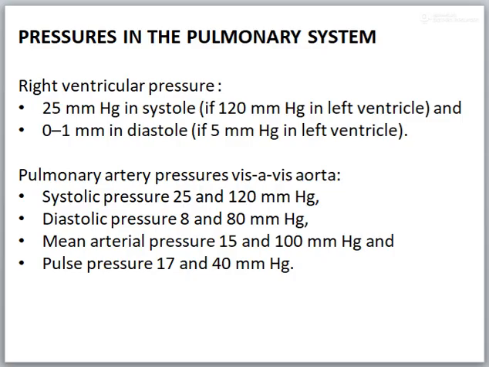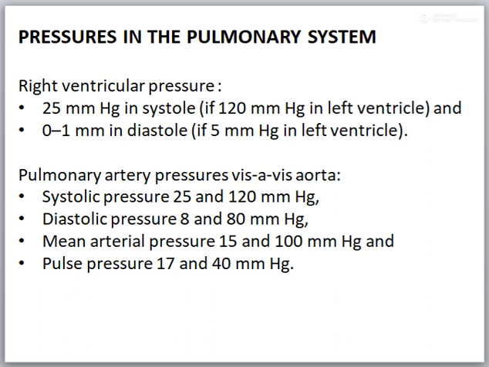Pressure in the pulmonary system. Right ventricular pressure during each cardiac cycle reaches a peak of 25 mmHg during systole, compared with 120 mmHg in the left ventricle, and it falls to 0 to 1 mmHg during diastole, compared with 5 mmHg pressure in the left ventricle.